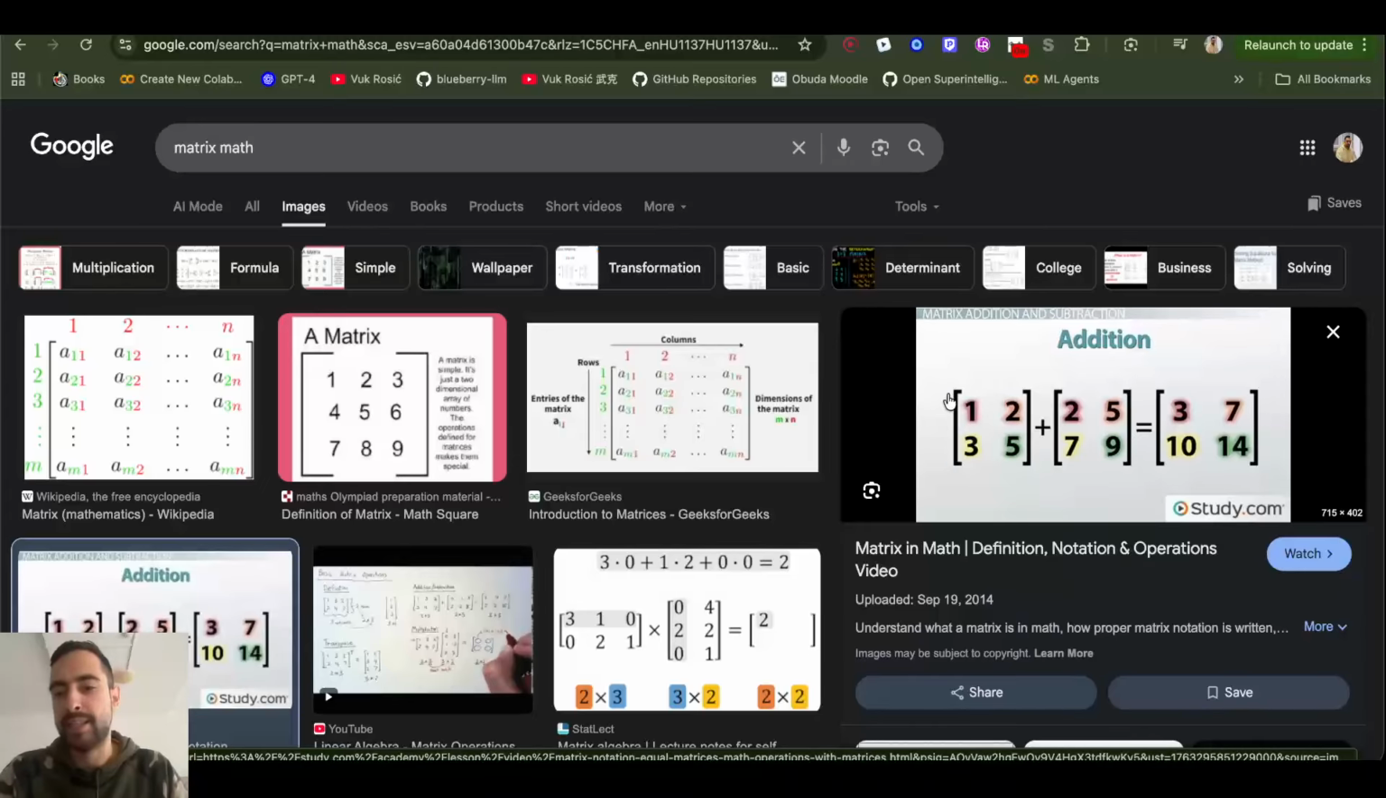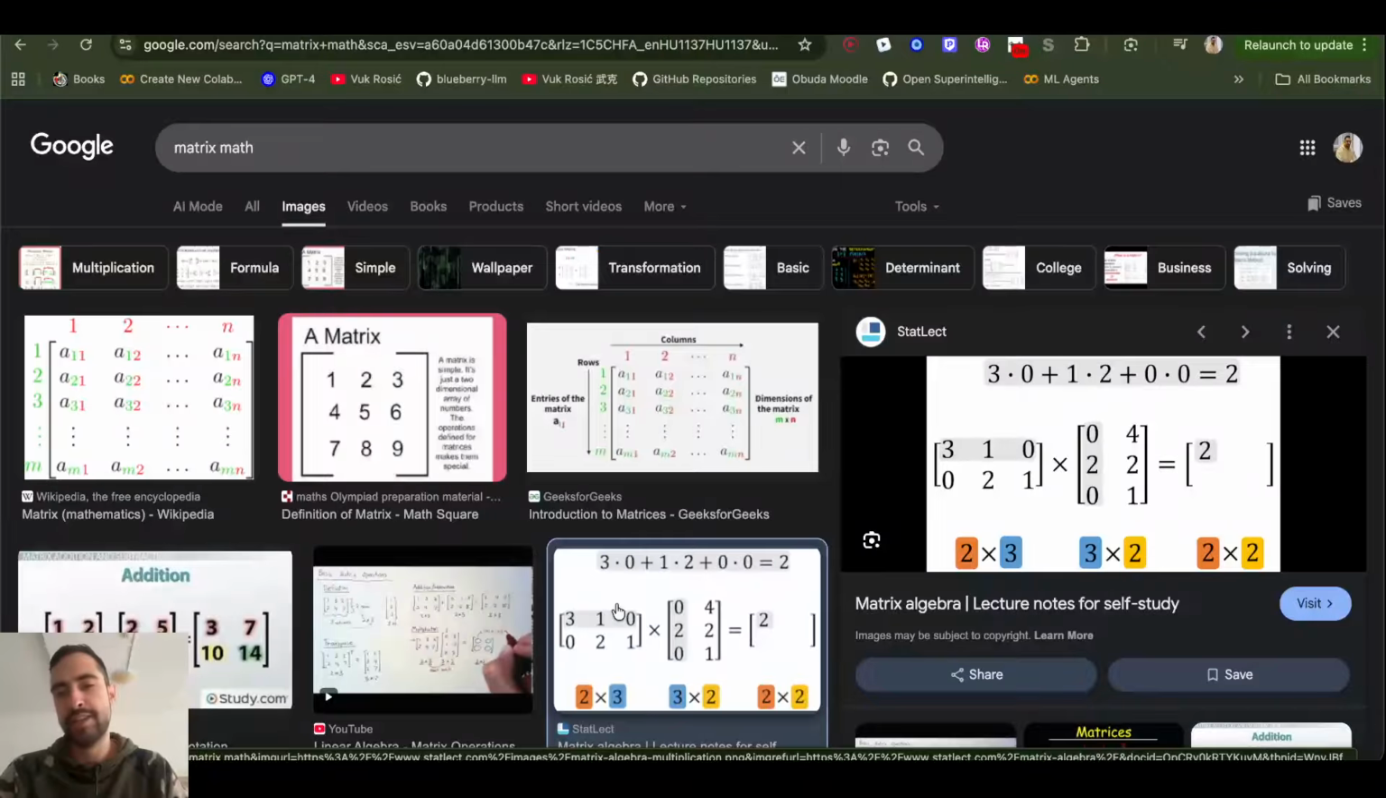So if you want to add two matrices, you just add the corresponding elements at the same index. So 1 plus 2 is 3, 2 plus 5 is 7, etc. This is how addition works.